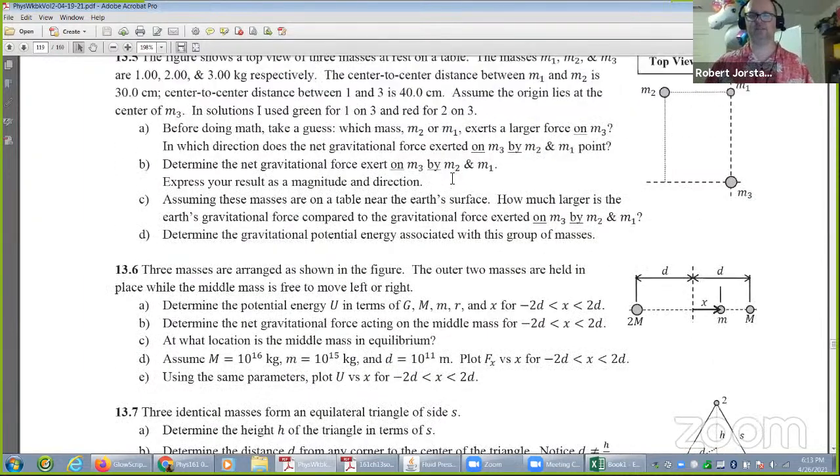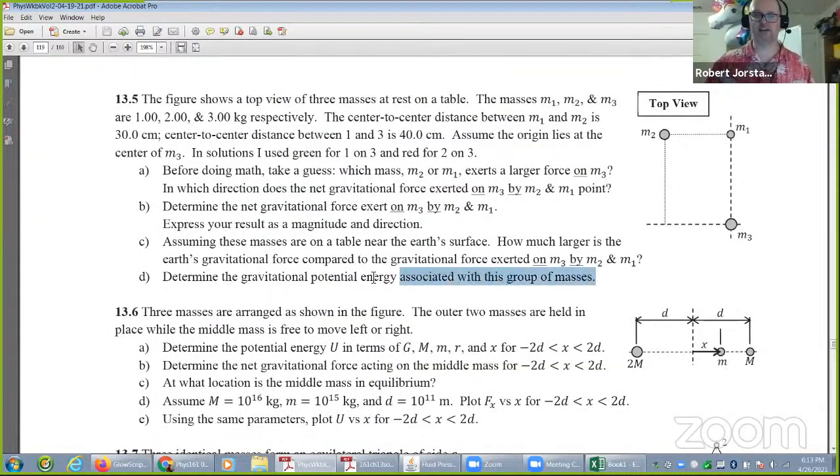Let's try and really nail down the force aspect. We'll probably do some potential energy calculations next time, but let's look at this one. We've got 3 masses at rest on top of a table: 1, 2, and 3 kilograms. The center to center distance is labeled there for each one. And the origin lies at the center of M3. I used red and green, not the best color choice, I know, but I've also labeled them in the solution with letters. So in case you can't see that, that's fine.